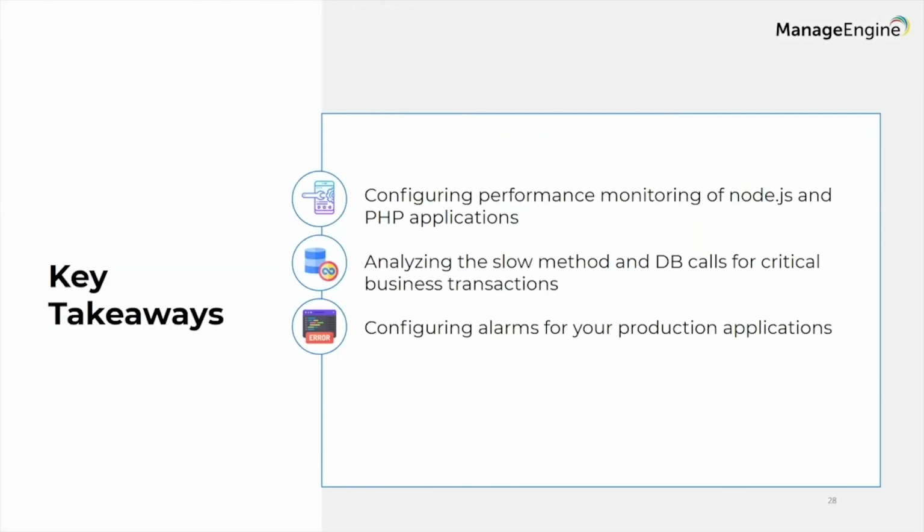With this, we'll come to the end of the session, and I request everyone to stay connected with us for the Q&A. We will proceed to the Q&A after this quick summary. During this training series, we have discussed configuring application performance monitoring for your Node.js application, analyzing slow methods and DB calls for the critical business transactions, and configuring alarms for your production applications, with clear, descriptive alarm details for all your configured applications.